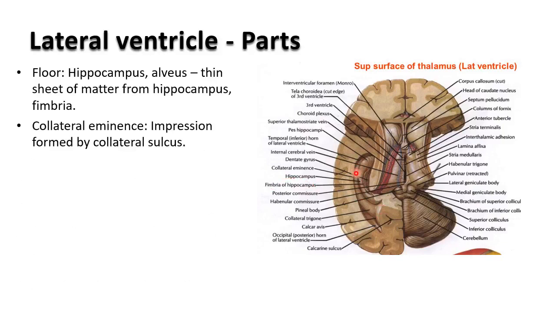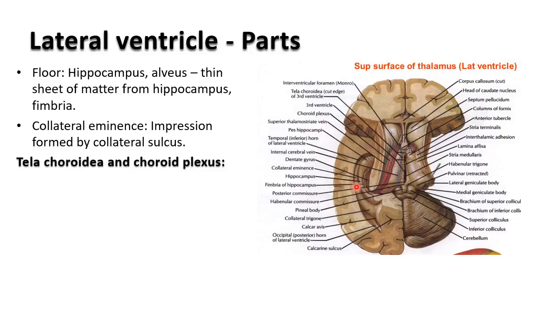More laterally you will see this collateral eminence, which is produced by the collateral sulcus. The impression produced by the collateral sulcus is the collateral eminence, which you are seeing lateral to the hippocampus in the floor of the inferior horn of the lateral ventricle. So we have discussed the boundaries of the various parts of the lateral ventricle: the central part, the anterior horn, the posterior horn, and just now the inferior horn.